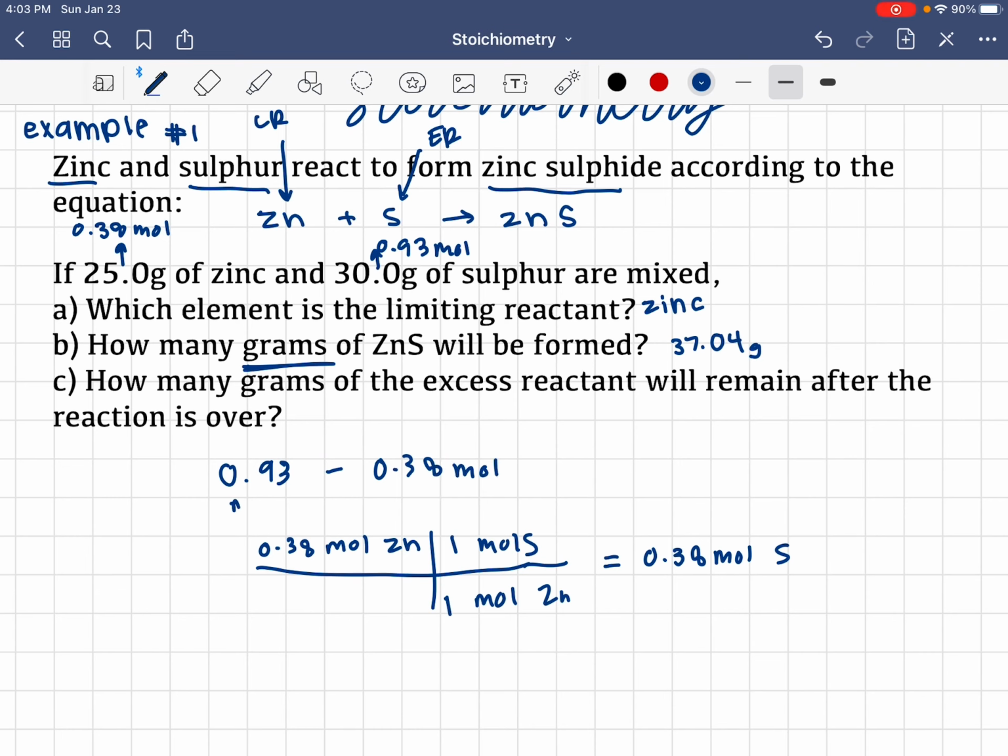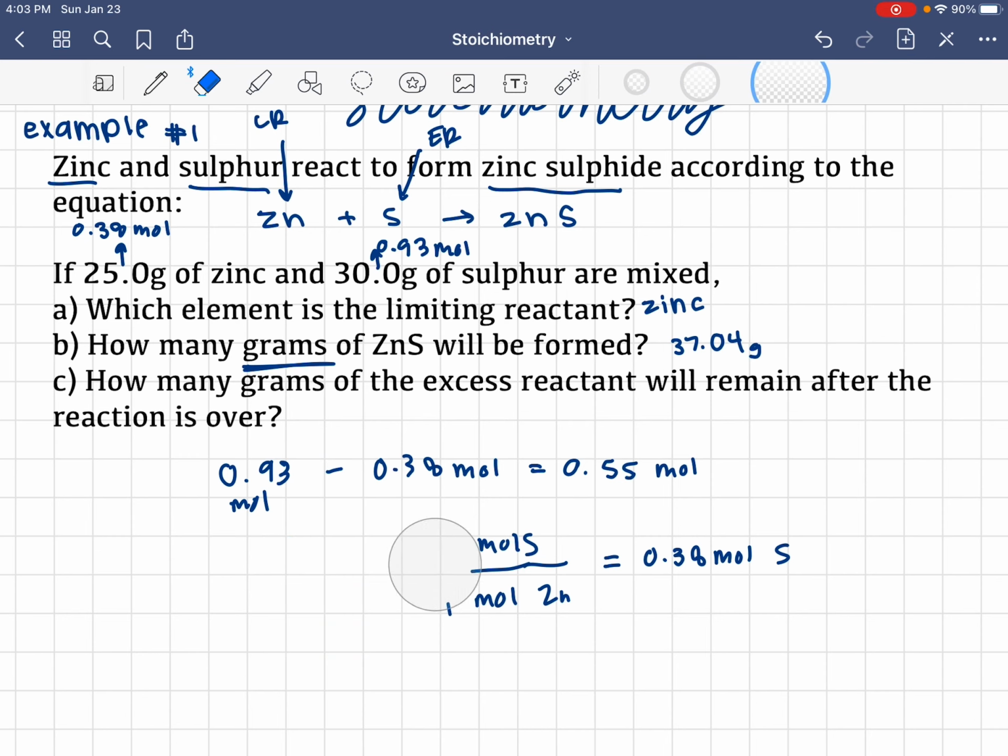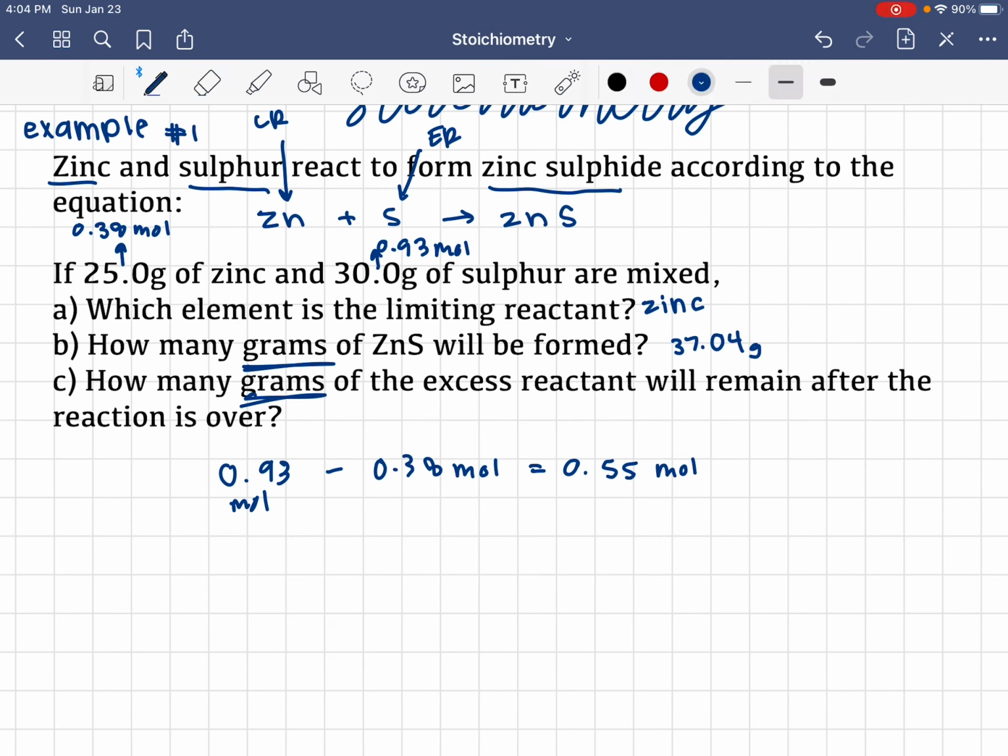This is in moles also. And when you do this, you're going to get 0.55 mole. Okay, but this is asking for grams, so we need to convert this into grams. So 0.55 moles of sulfur. How many grams is that?